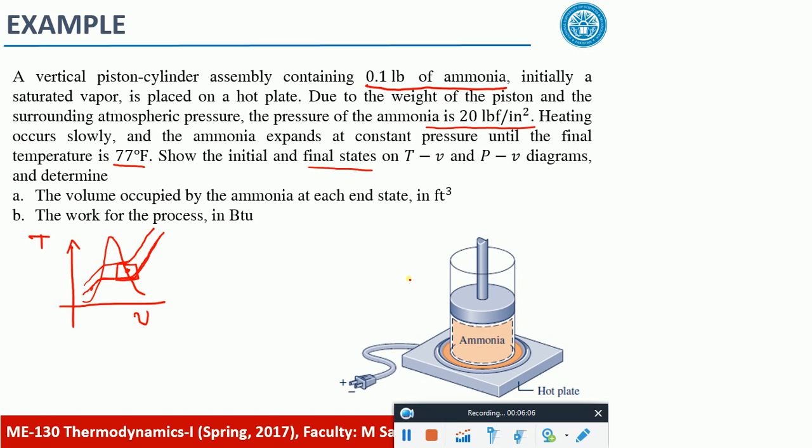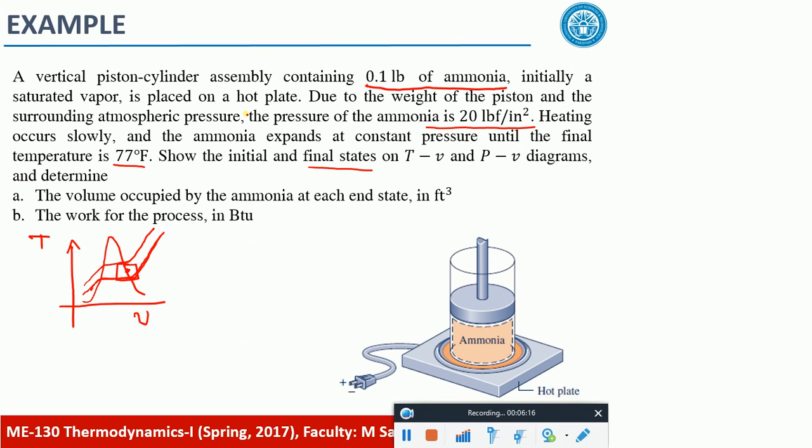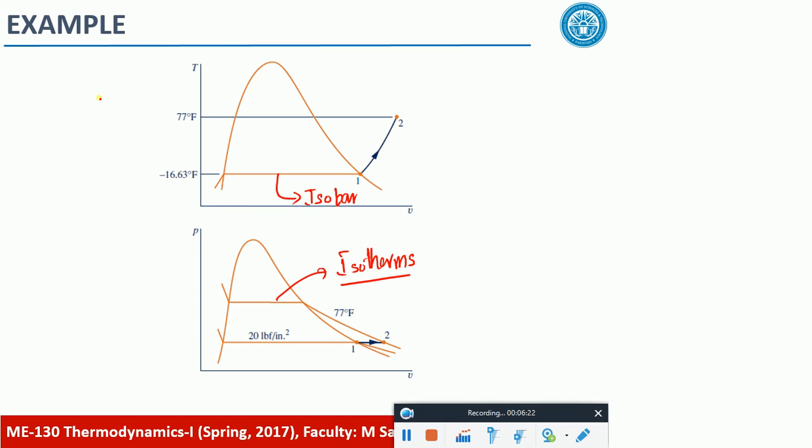Now, about showing the initial and final states on TV and PV diagrams. If this is the TV diagram, what is the initial state? It's a saturated vapor state. So where would your point lie? Somewhere here on the saturated vapor line. This is the saturated vapor line.